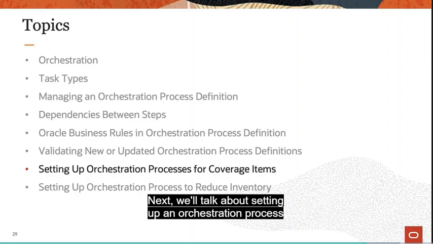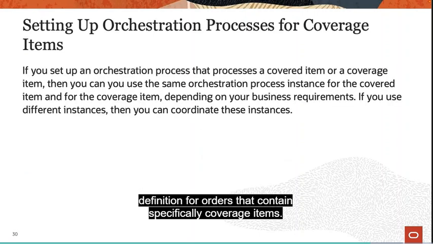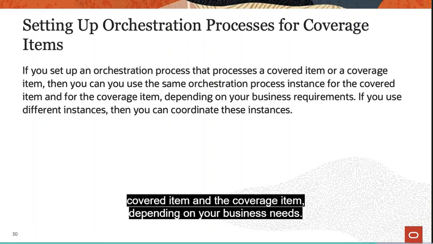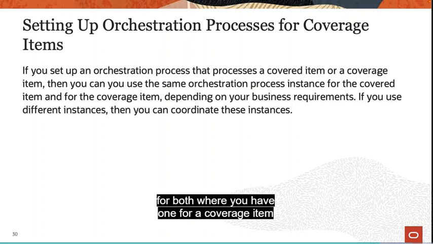Next, we'll talk about setting up an orchestration process definition for orders that contain specifically coverage items. If you decide to set up orchestration processes that will execute covered items or covered item services, then you can use that same orchestration process instance for both the covered item and the coverage item, depending on your business needs. Note though, if you use different instances for both, where you have one for a coverage item and then one for a covered item, then you can coordinate those instances through rules.